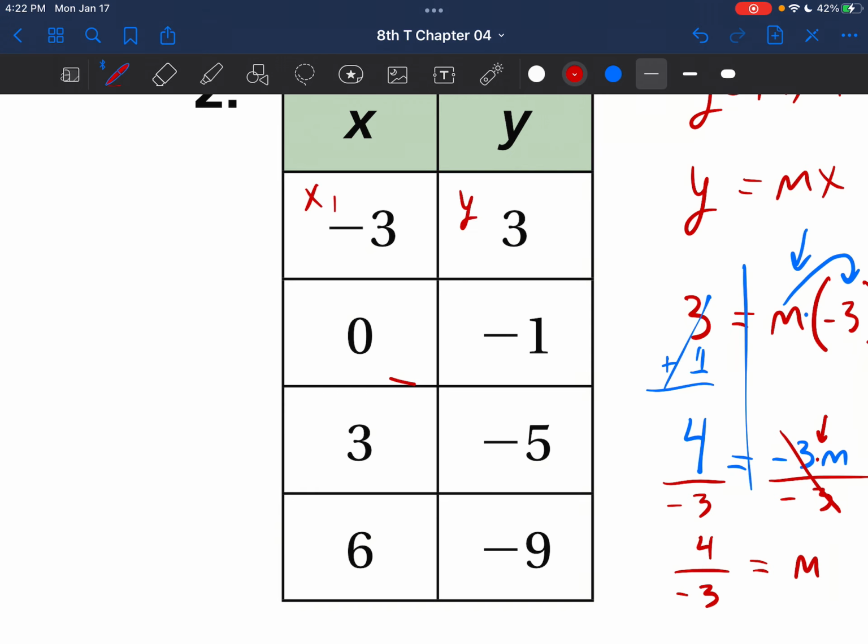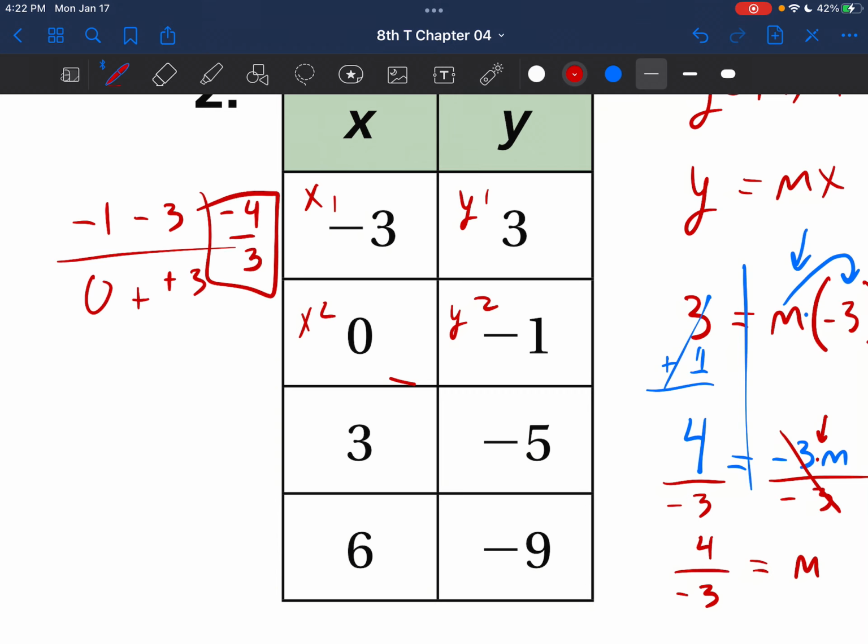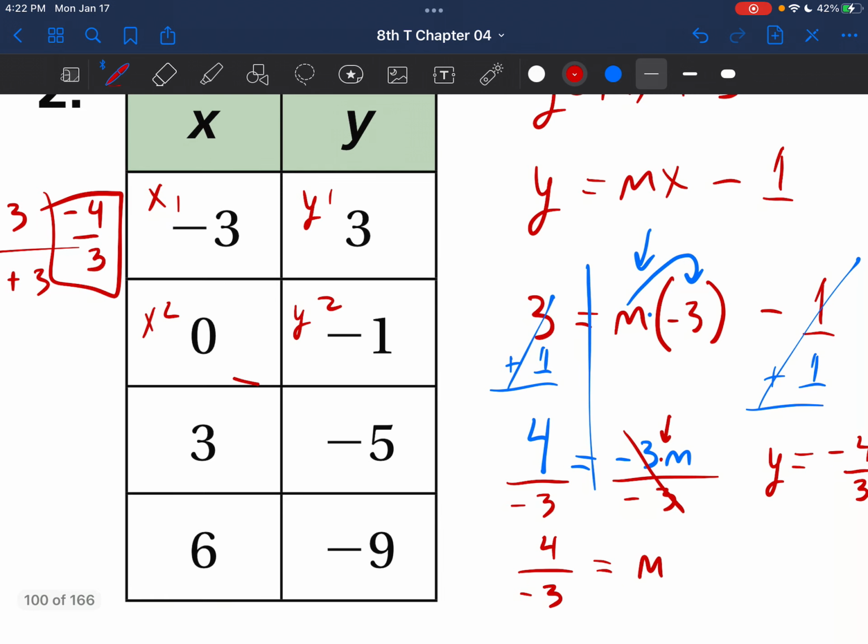So we have x1, y1, x2, y2. Let's plug in our numbers. So we got negative 1 minus 3, and then you have 0 minus a negative 3. So that's going to give you negative 4 over 3, with the double negative. So we're done. Negative 4 over 3.